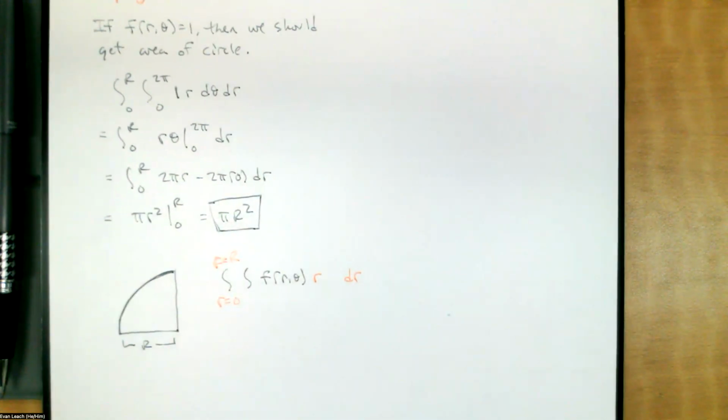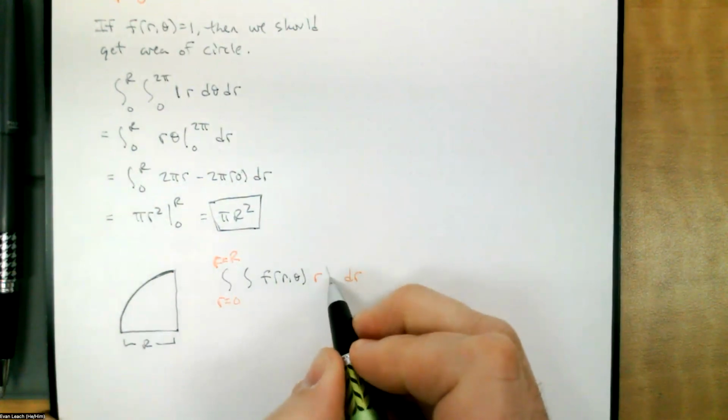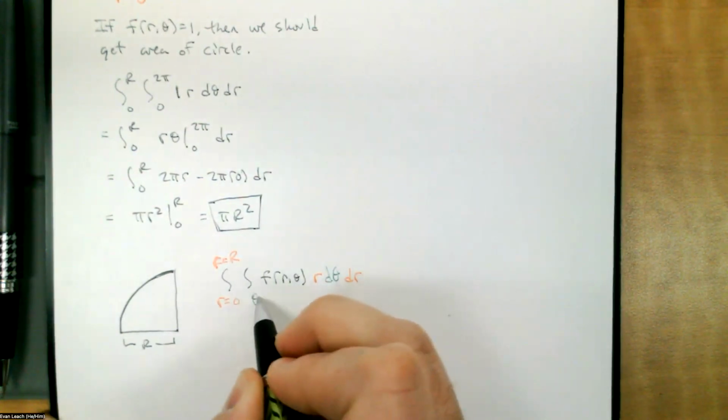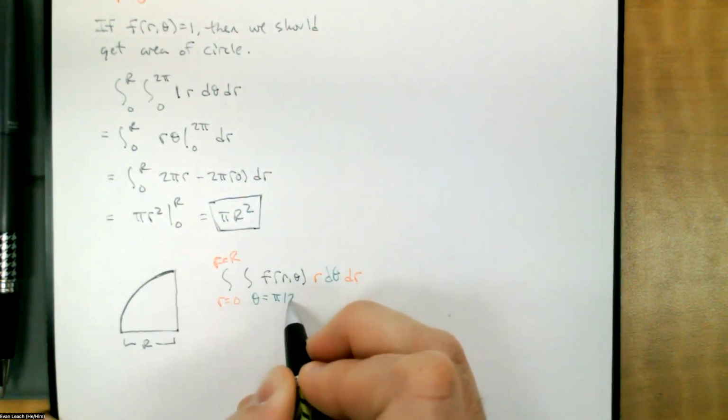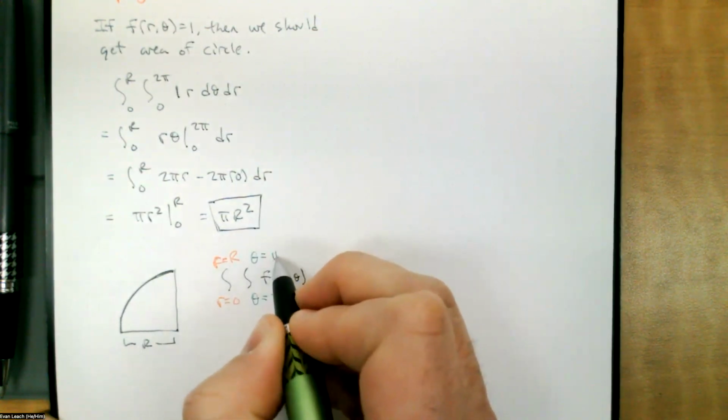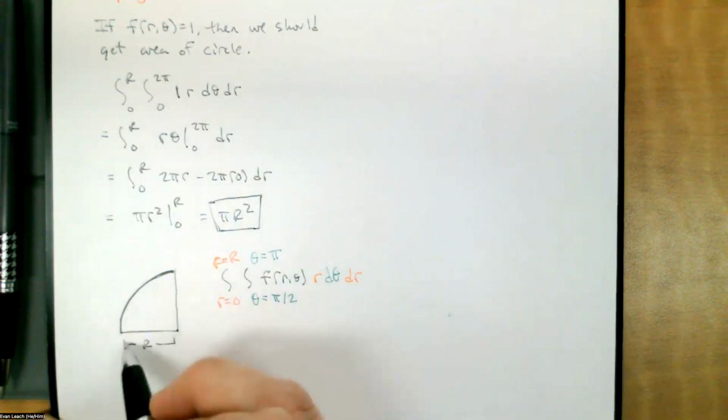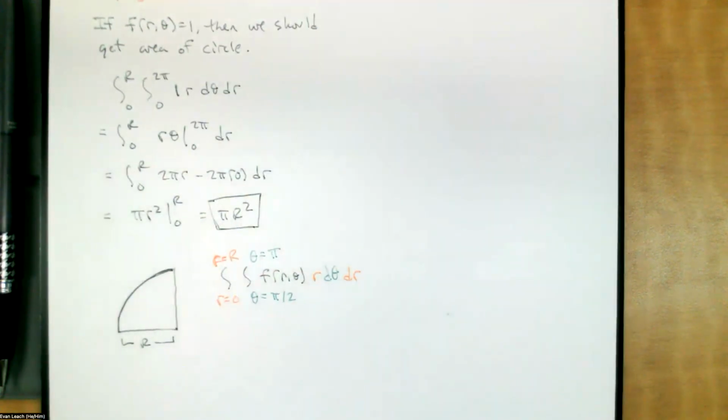We would still integrate r from 0 to r, but we would just adjust our theta for the second quadrant. So theta will just go from pi over 2 to pi. And that would give us this quarter circle in the second quadrant.